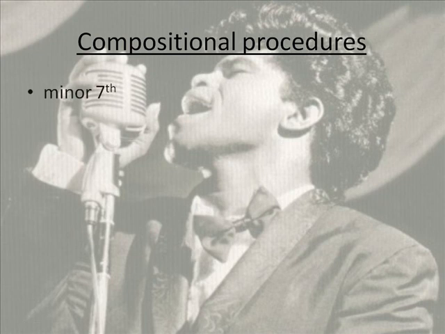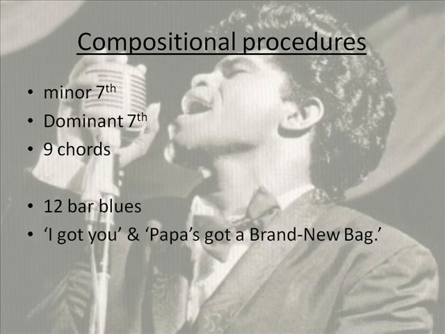Also evident in Brown's music is the use of minor 7th, dominant 7th, and 9th chords that featured heavily in bebop jazz. Brown's songs heavily depend on the 12-bar blues scale as well. For example, I Got You and Papa's Got a Brand New Bag.